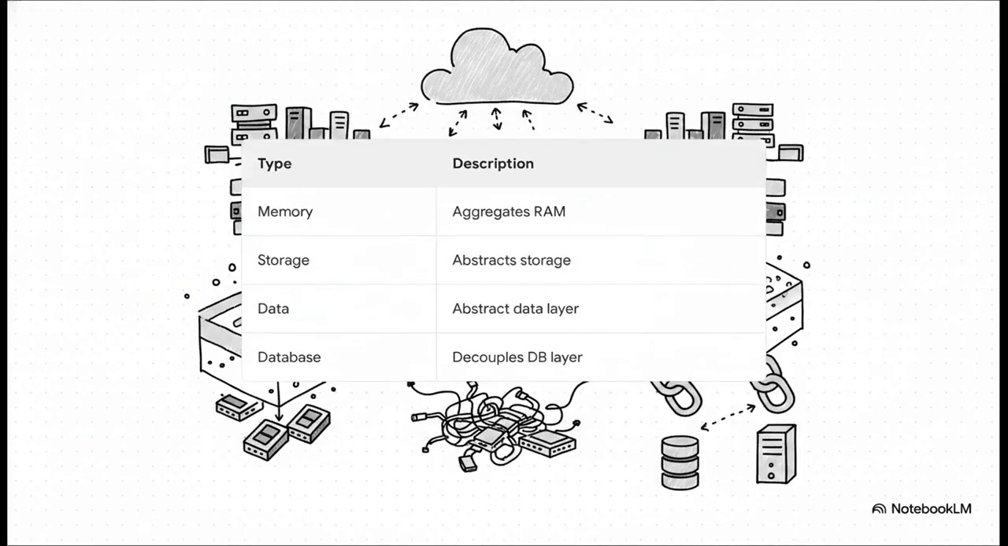Finally, we can virtualize the foundational data layers themselves. This means you can aggregate RAM into a single pool for memory virtualization or abstract logical storage entirely away from your physical drives. This even extends to decoupling the database layer, presenting data as this abstract layer totally independent of the physical structures below it. As you can see, it's an incredibly comprehensive list of ways to just shatter physical limits and unleash digital potential.